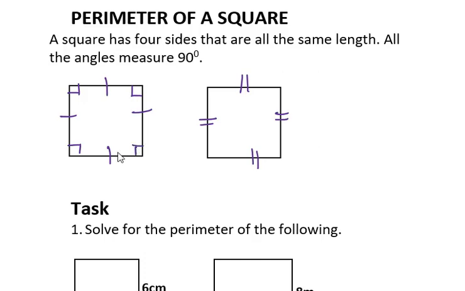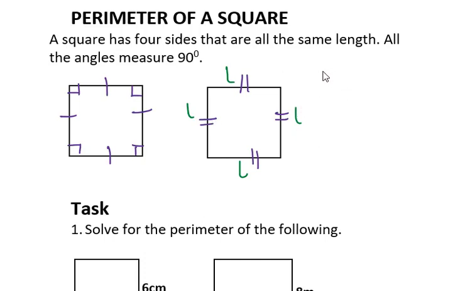Okay, now let's use this and explain something. If this side happens to be, let's say, L, the length, which can be 5, 3, 6, or anything, it simply means that this side is also the same and all the sides are the same.